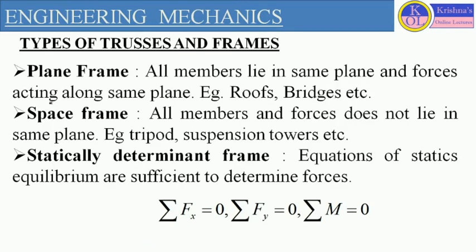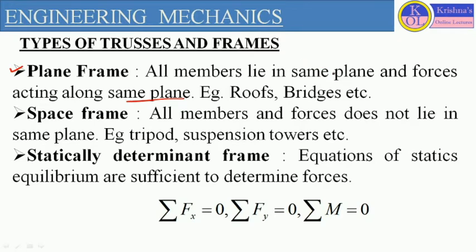Now let's discuss different types of trusses and frames. Here I am going to discuss the different types one by one. Let's talk about the first type, which is called plane frame or plane trusses. In a plane frame or plane trusses, we consider a number of members like bars or rods which are joined together and form an assembly. All members of the frame or trusses should lie in the same plane, and the forces which are acting on the bars should act along the same plane only. So if we are considering everything in the same plane, we are not changing the plane.